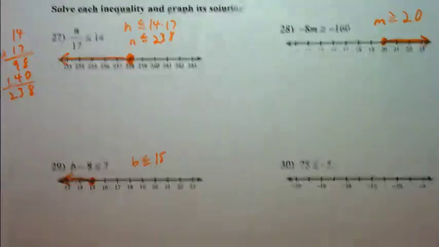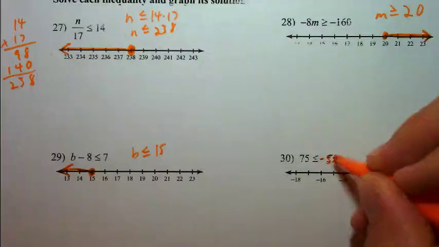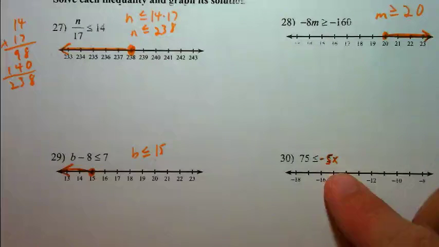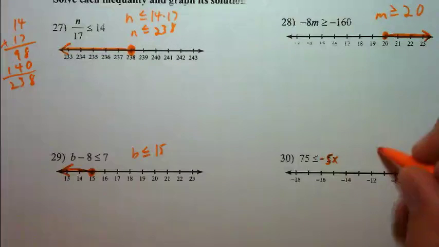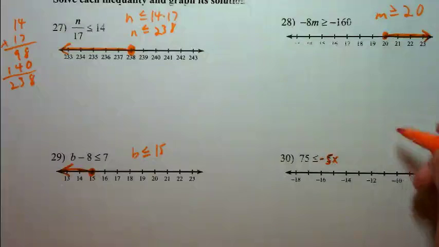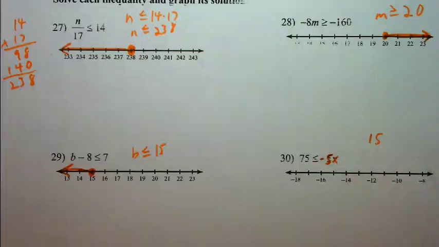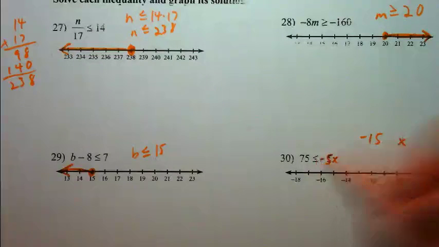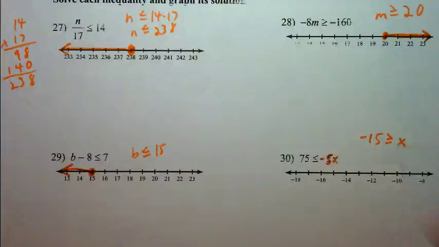On 30, that one's really rough. Again, printer, sorry, might be running out of ink. That's a negative 5x. We're going to bring that negative 5x over to the other side, so we're going to divide by it. 75 divided by negative 5 is going to be 15. Again, it was divided by a negative, so this will be a negative. And since we divide by a negative, our inequality symbol has to flip. So the less than or equal to is now greater than or equal to.